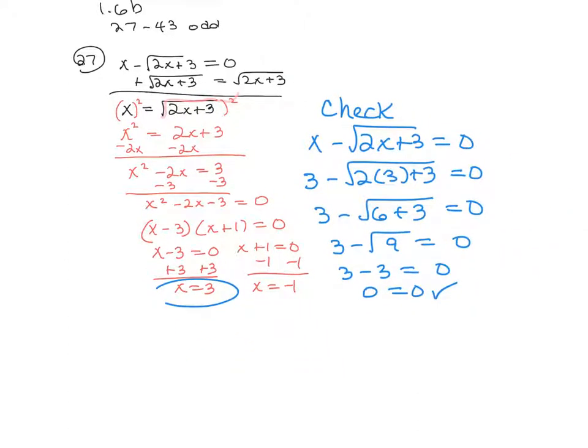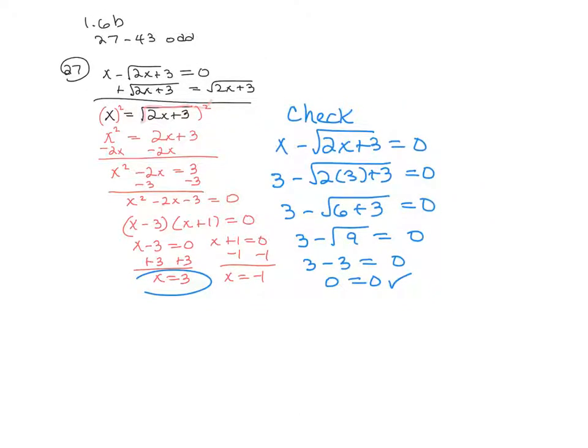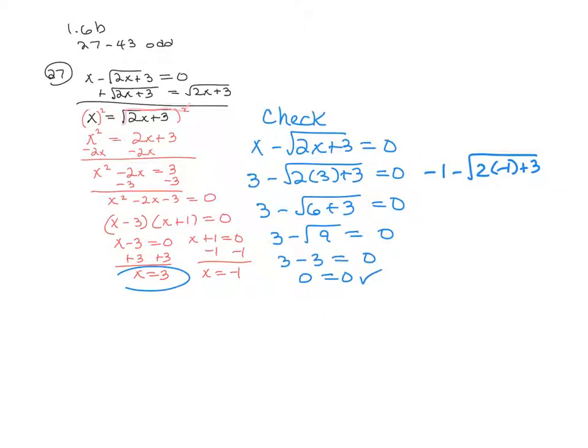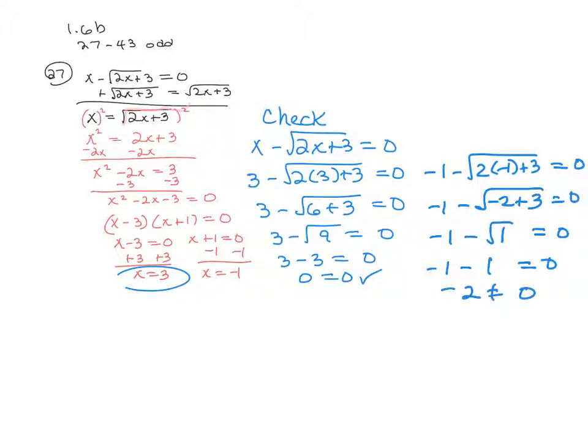Now let's check the negative 1. Do the exact same thing, but plug in negative 1. So now when I plug in negative 1, I get negative 1 minus the square root of 2 times negative 1 plus 3. I'm trying to see if this will equal 0. Simplify what's under the radical. Negative 1, and then the square root of positive 1 is 1. Negative 1 minus 1 is negative 2. That does not equal 0. So the solution of x equals negative 1 does not work. So my only solution for this answer is x equals 3.